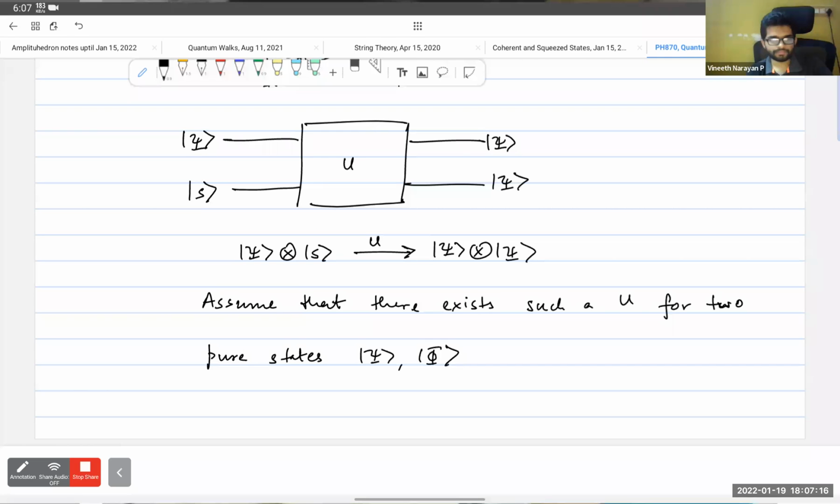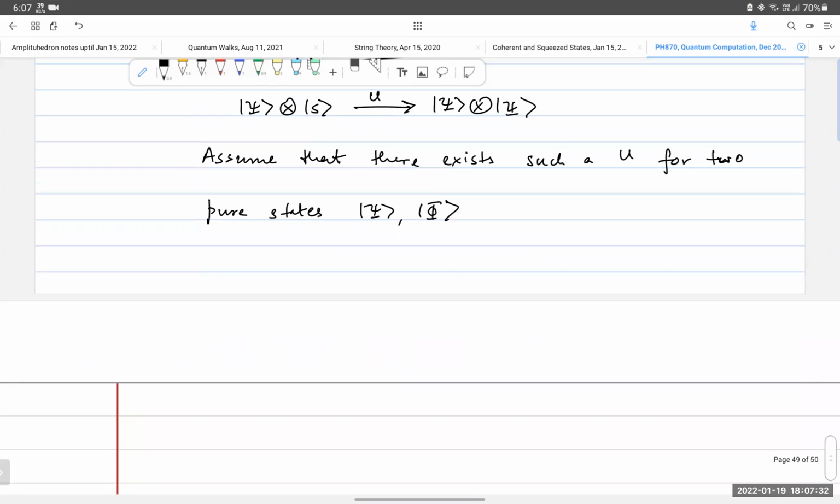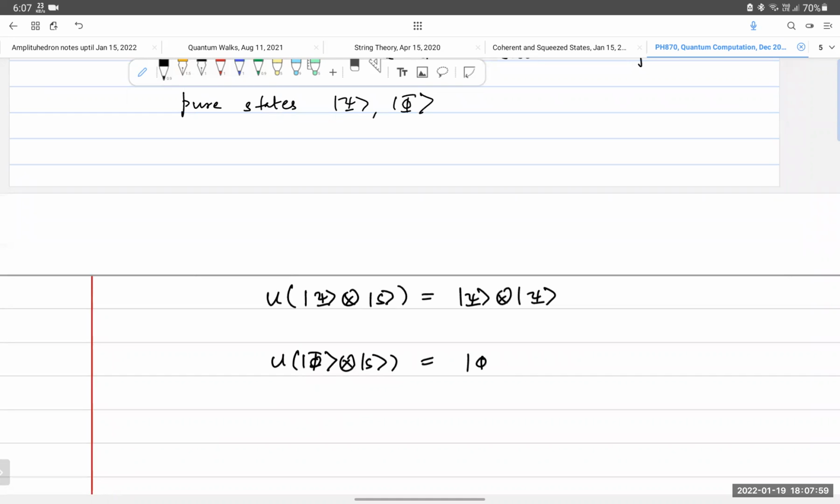All right. So what we want is that there should be some unitary operator which gives us a result. So let us assume that there are two pure states, psi and phi, for which there is such an operator which does this job. So we would say that U acting on psi tensor S is equal to psi tensor psi, and that U acting on phi tensor S is equal to phi tensor phi.